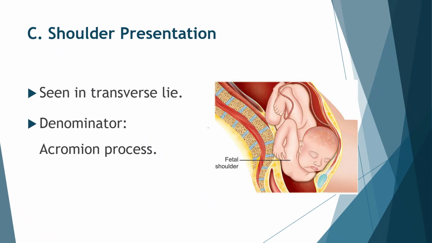Dear students, let us now look at shoulder presentation. This presentation is usually seen when the baby is in a transverse lie, meaning the baby is lying sideways across the uterus. Because of this position, the shoulder enters the pelvic inlet first, instead of the head or buttocks. This is considered an abnormal presentation and can make normal vaginal delivery difficult. The denominator used in shoulder presentation is the acromion process, which is the bony tip of the baby's shoulder. So, remember this simple connection: transverse lie, shoulder presentation, denominator is acromion process.